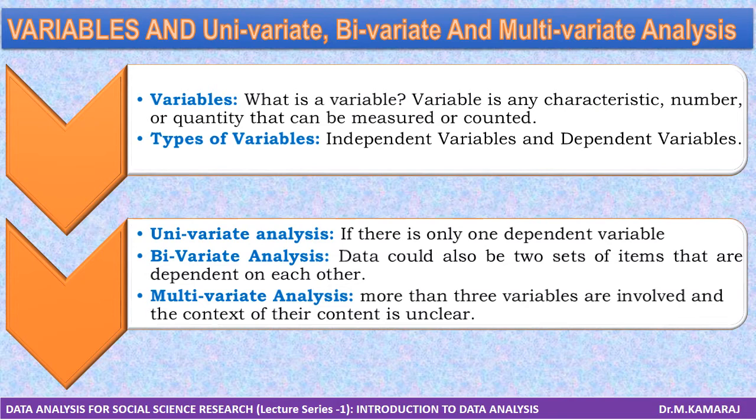Multivariate analysis methods are used in the evaluation and collection of statistical data to clarify and explain relationships between different variables that are associated with this data. Multivariate tests are always used when more than three variables are involved and the context of their content is unclear. Statistical techniques which are performed with multiple variables are named multivariate analysis.